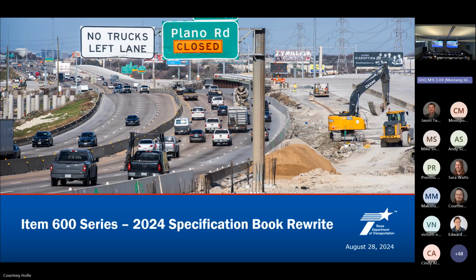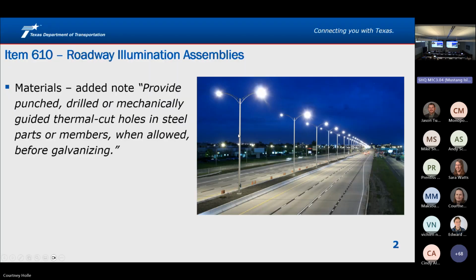All right, so I took the presentation that I did at the AGC and whittled out the items that didn't apply. There still may be a couple in here that don't apply, but they seem to fit in a little bit. All right, so item 610. I'm just going to highlight the things that changed.